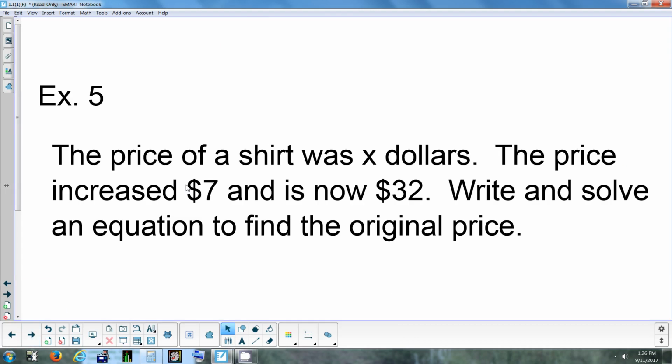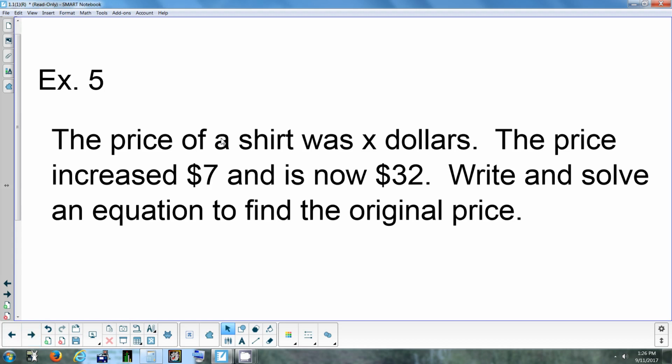So example 5. The price of a shirt was X dollars. The price increased $7 and is now $32. Write and solve an equation to find the original price. So someone tell me, what's the first thing you probably want to put in your equation? Gemini? X, right? It's telling us to represent the shirt price with X. All right, so we did that, check.